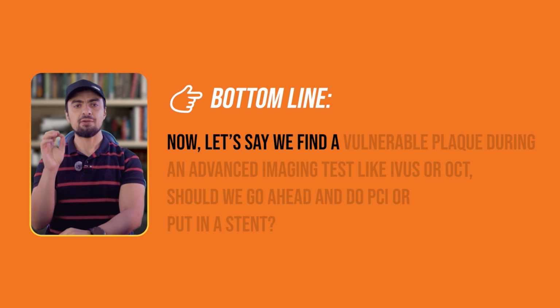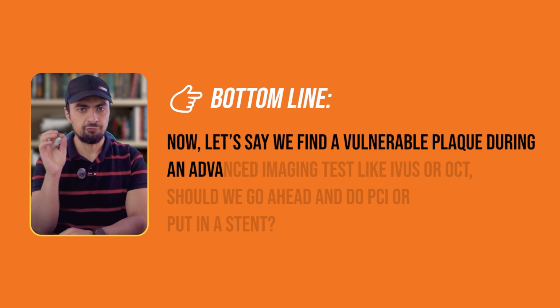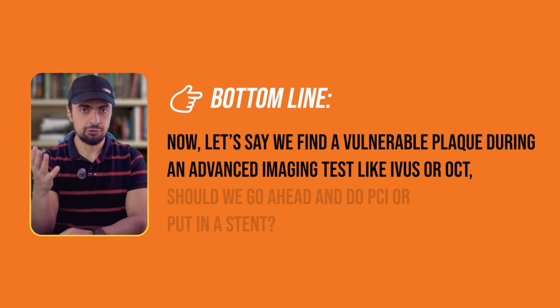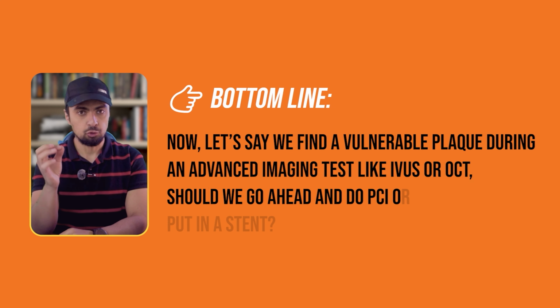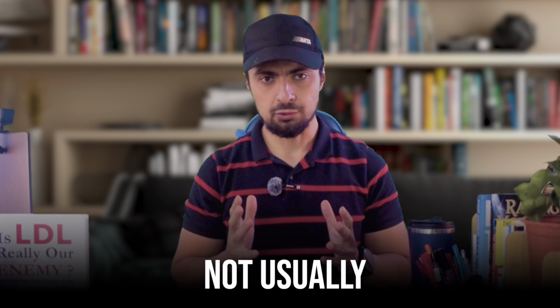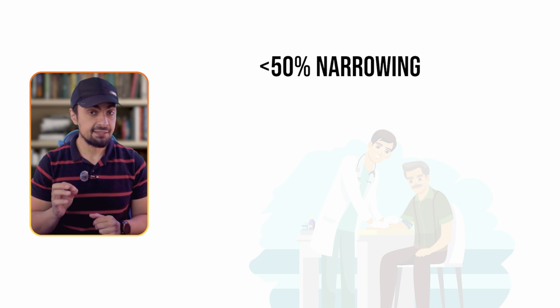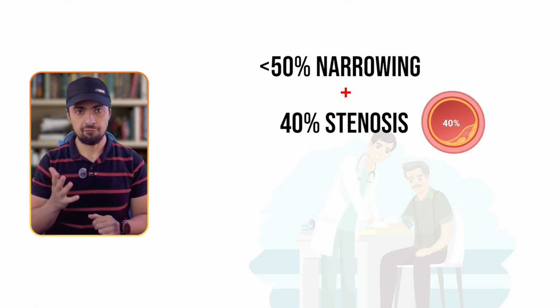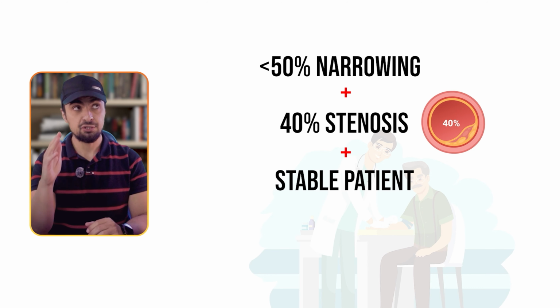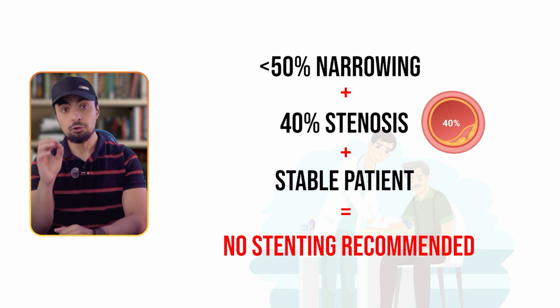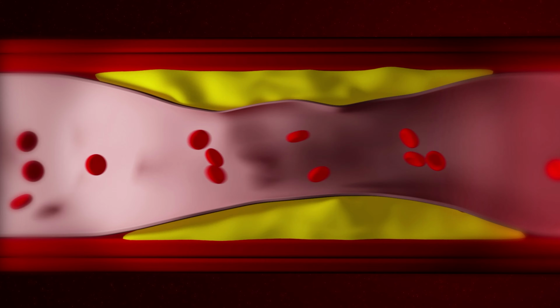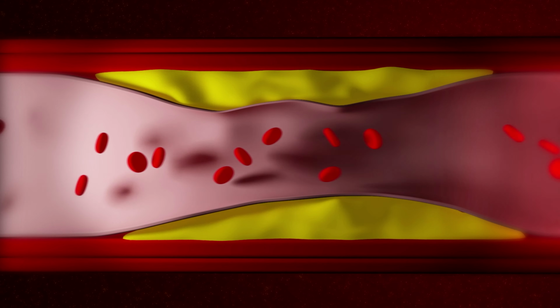Now, let's say we find a vulnerable plaque during an advanced imaging test like IVUS or OCT. Should we go ahead and do PCI or put in a stent? The short answer is not usually. If that plaque is causing less than 50% narrowing, for example a 40% stenosis, and the patient is stable, guidelines don't recommend stenting. That's because these narrow plaques usually don't limit blood flow, and stenting them hasn't been proven to prevent future heart attacks in stable patients.